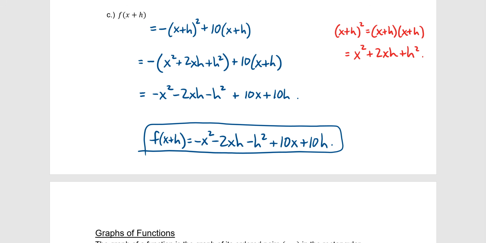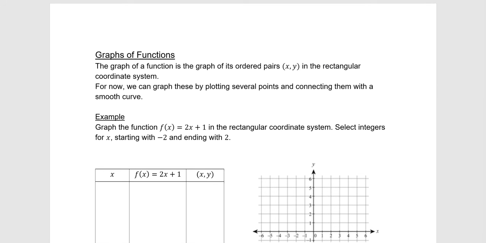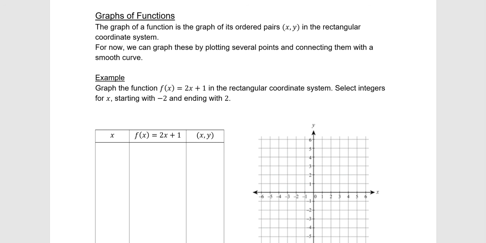Okay, so for the next thing now, moving on to graphs of functions. So the graph of a function is going to be the graph of all of its ordered pairs, x comma y, in the rectangular coordinate system.